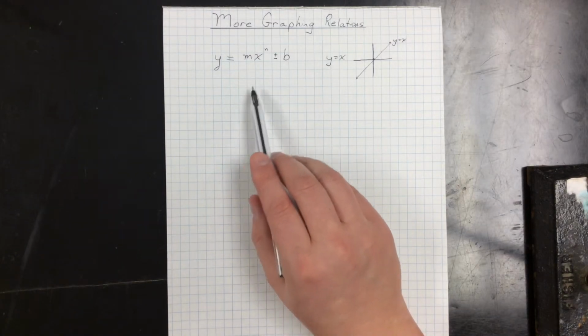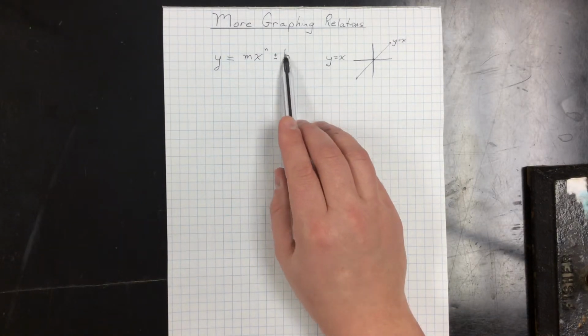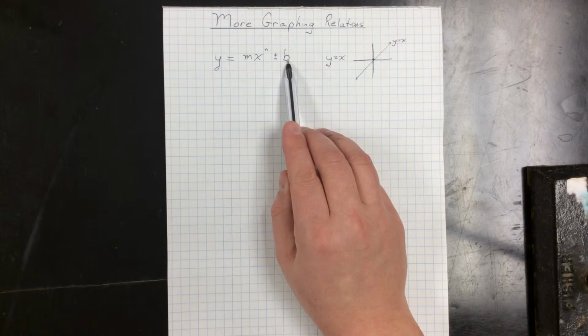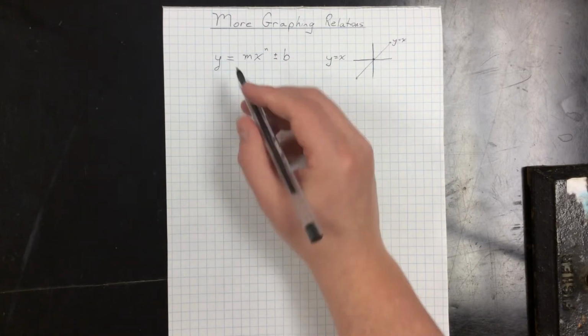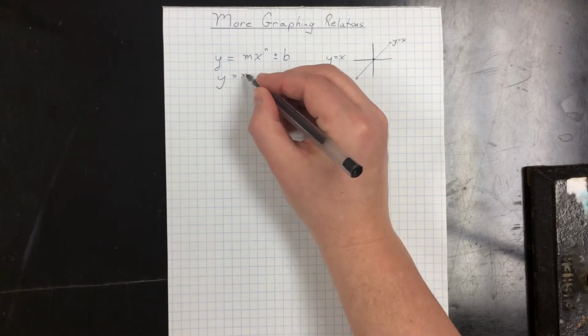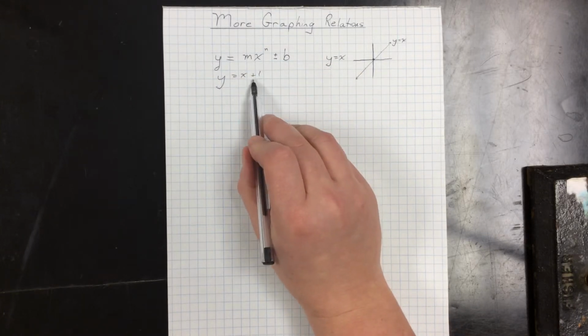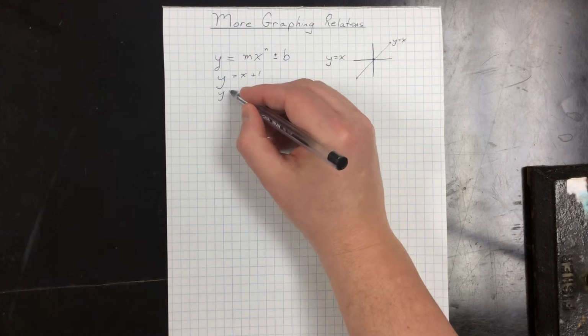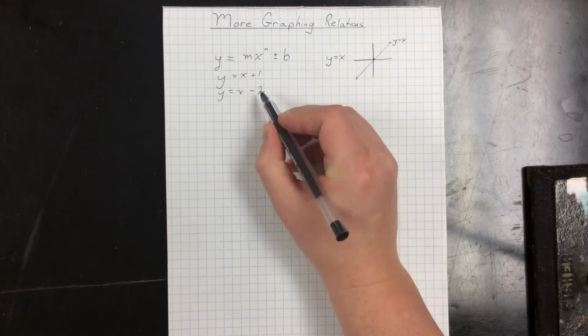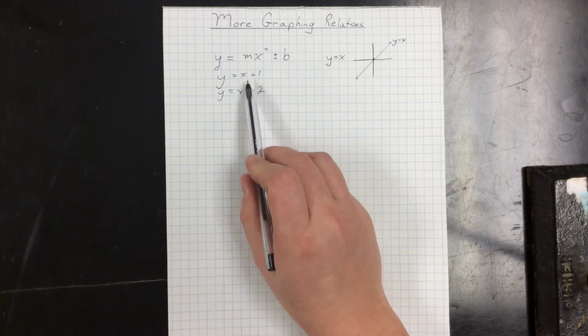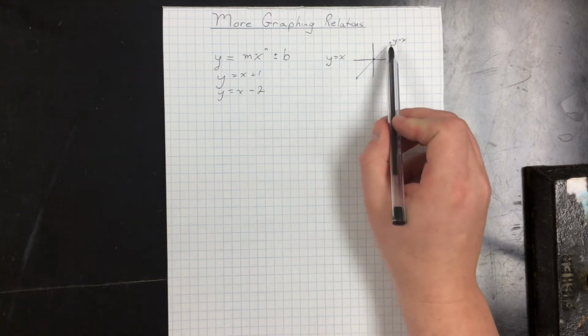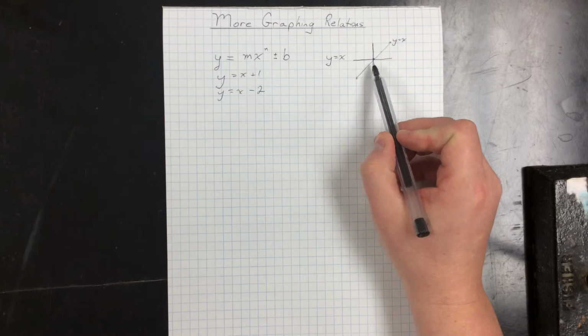Also during this, you're going to look at the b value and determine what effect that has on your graph. If your equation looks like y is equal to x plus 1, what effect does that plus 1, or what effect does that subtract 2, -2, have on the end? What does that do to the whole graph? So you'll be comparing that to your original y is equal to x.